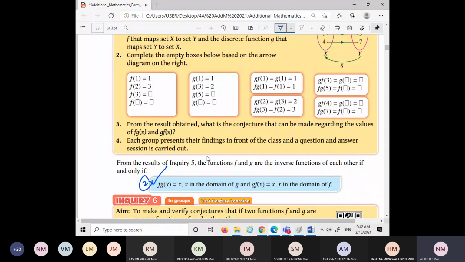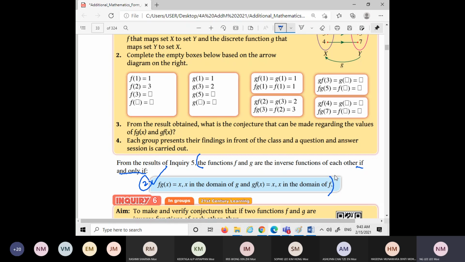Sorry, we start from here. The functions f and g are the inverse functions of each other if and only if fg(x) equals x, where x is in the domain of g, and gf(x) equals x, where x is in the domain of f. What is the meaning? Let us see the example.